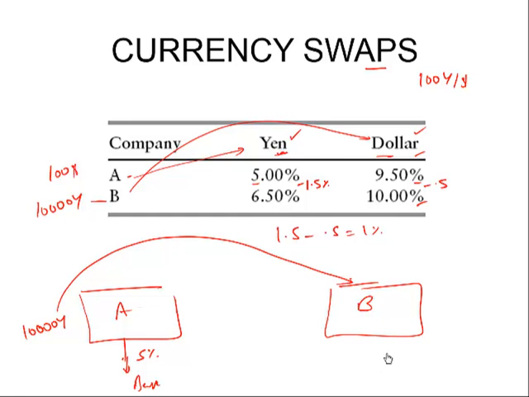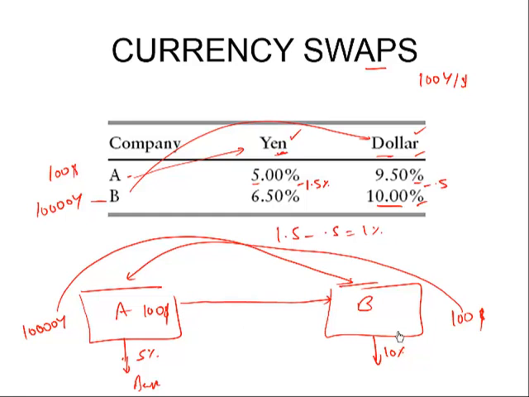What company B needs is this 10,000 yen. However, from company B's bank, because it has a relative advantage in dollar, company B borrows $100. And on the $100, he pays a rate of interest of 10%. That's the rate of borrowing for B in dollars. This $100 then he swaps with company A. So company A now gets $100 on which he will pay interest to B in dollar terms. Let's assume company A pays 10%.